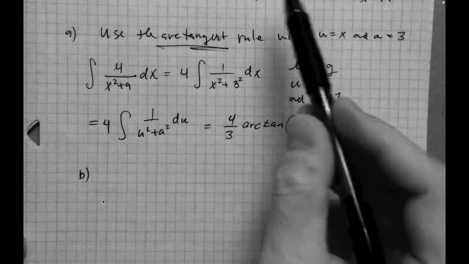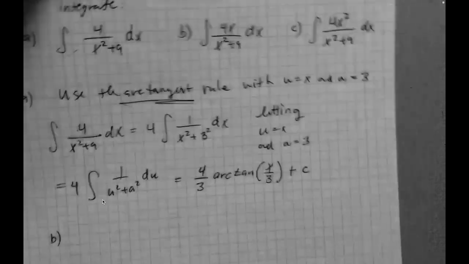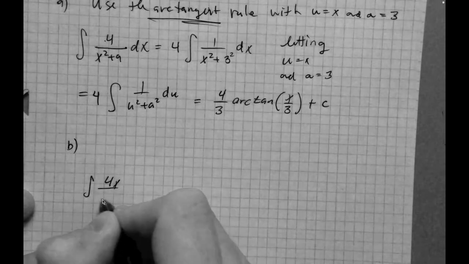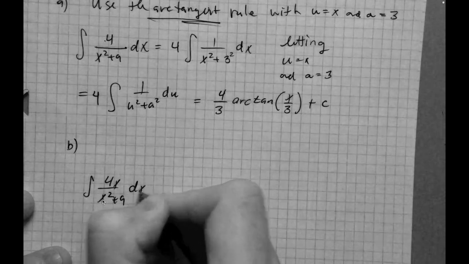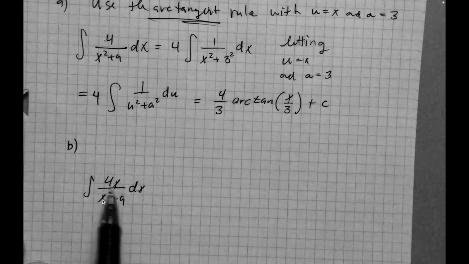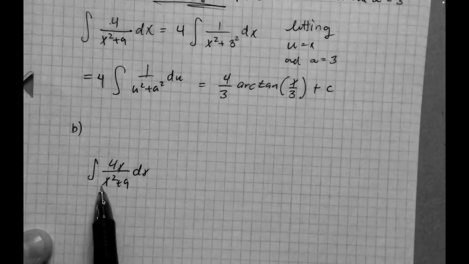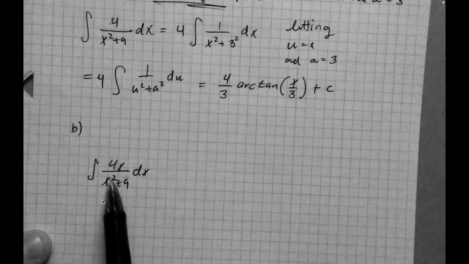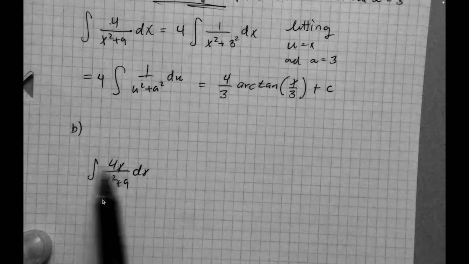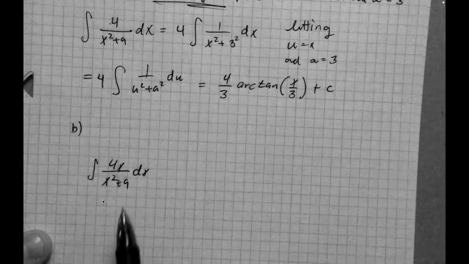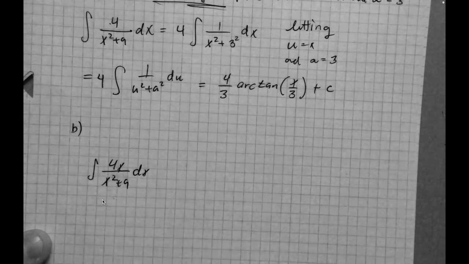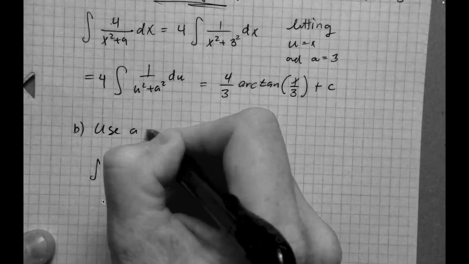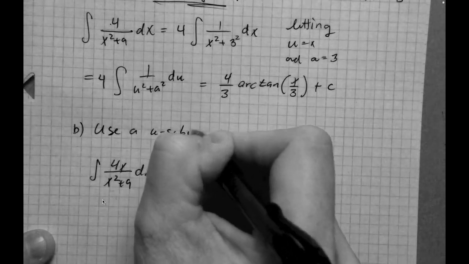Right, well, the second example, let me just rewrite it here. Second example is 4x over x squared plus 9. And so this is a u substitution, right? You can see if you let u equal x squared plus 9, then du is 2x dx. And so you can manipulate the constants in the integral to come up with an appropriate substitution. So here we'll use a u substitution.